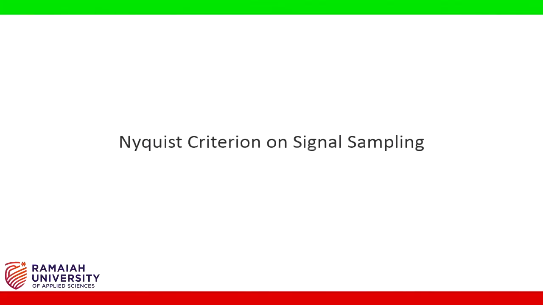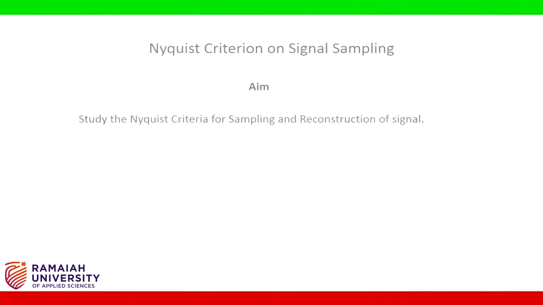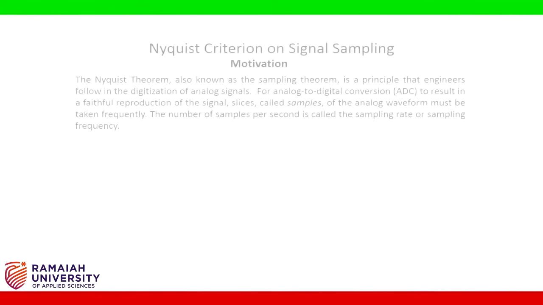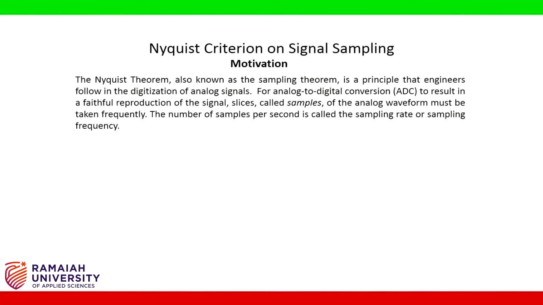Hi students, let us discuss Nyquist criterion on signal sampling. The aim of the experiment is to study the Nyquist criteria for sampling and reconstruction of signal. The Nyquist theorem, also known as the sampling theorem, is a principle that engineers follow in the digitization of analog signals. For an analog to digital converter (ADC) to result in a faithful reproduction of the signal, slices called samples of the analog waveform must be taken frequently.